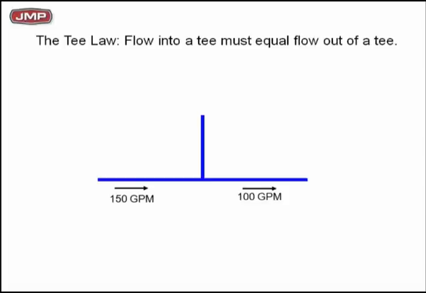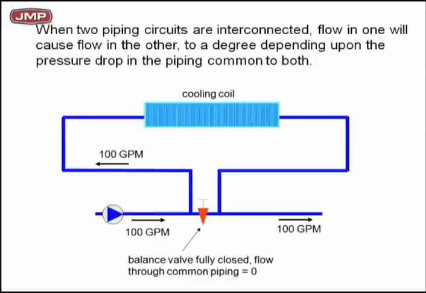So the T-law says very simple. If I put 150 GPM into that T, and to the right-hand side I take out 100 GPM, there can only be 50 GPM left going up, going north. That's the only thing it could be. And so the T-law says what goes into a T has to come out. So keep that theory in mind, and as you approach each T in the primary secondary piping, it becomes pretty simple. So let's take that a little bit further so you understand it.